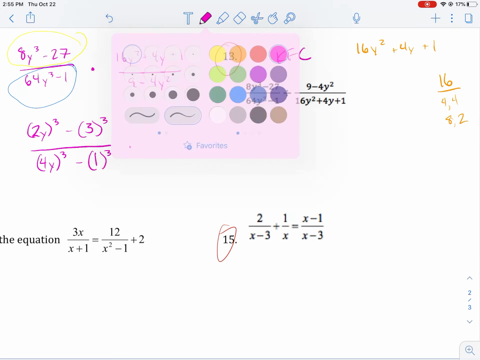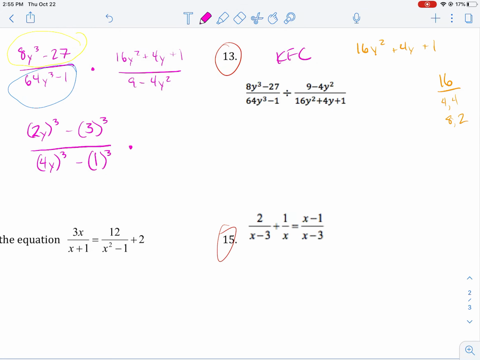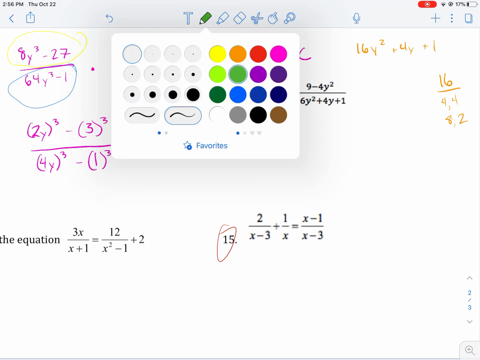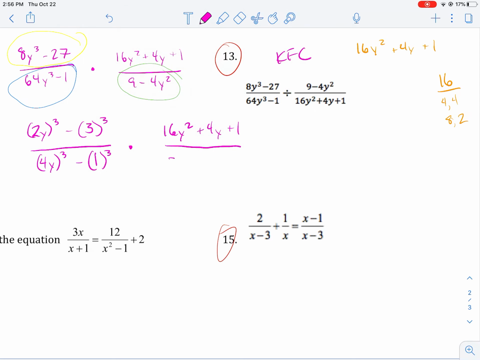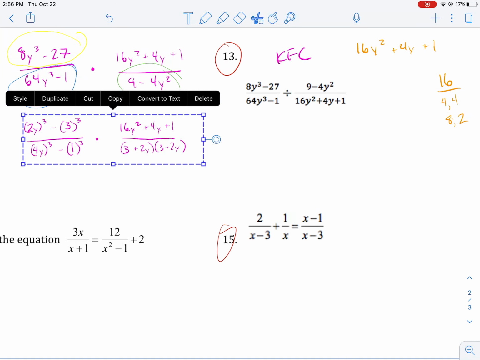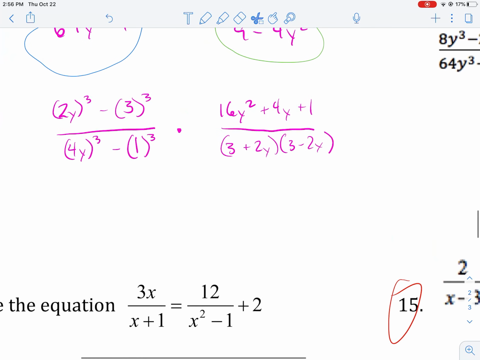I think we might see that guy get canceled again here. So just wait. Good things come with patience, okay? And finally, this one down below here is definitely an example of a difference of 2 squares. And so it's going to be 3 plus 2y, 3 minus 2y. Okay, so now let's simplify this guy here.